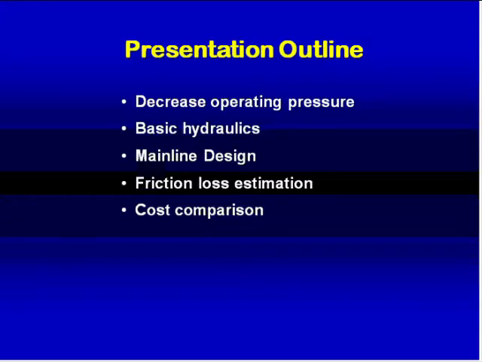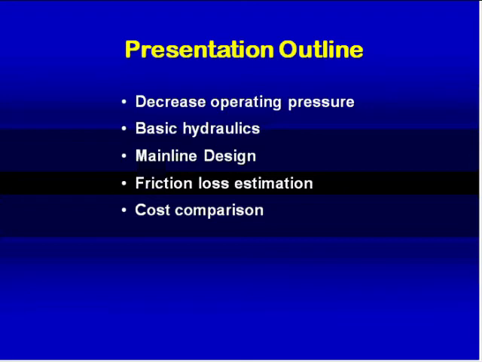So the outline for today's presentation includes a couple of things. First, we're going to talk about what happens if we just decrease the overall operating pressure of our water distribution system and how much energy we can save by doing that. We're going to talk about some basic hydraulics in terms of what the pipeline design should be in velocity and friction losses and water pressure ratings and that sort of thing.